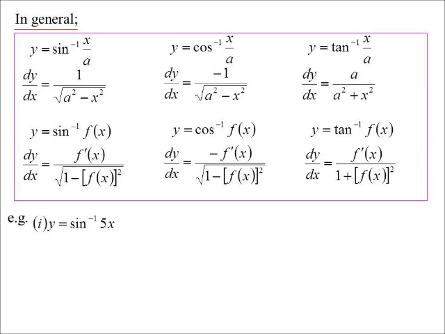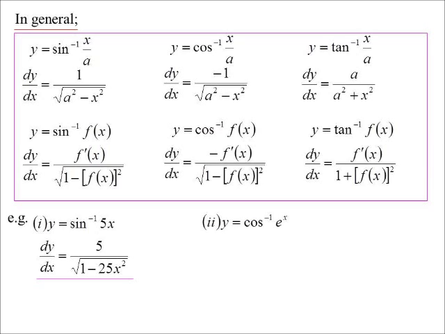Let's look at an example. y equals the inverse sine of 5x. 5x is a linear function. So I could use the first one. But it's quicker to use this because I can do it all in one hit. All I've got to do is say the derivative of 5x is 5. It goes on top, over the square root of 1 minus the function squared. Square 5x, you get 25x squared. So, hey, you got the answer all in one go.